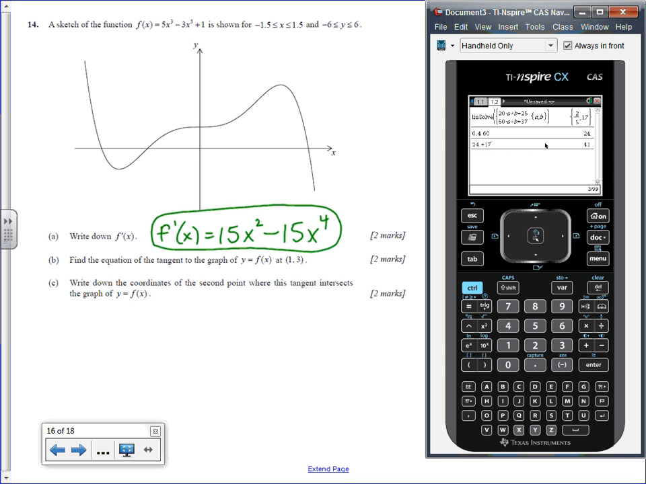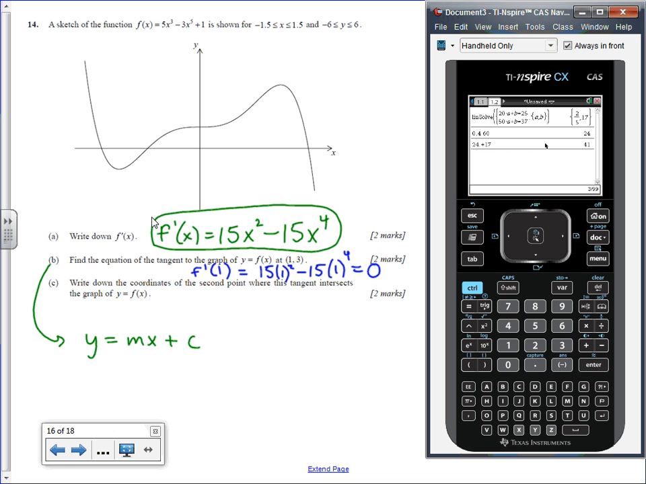Find the equation of the tangent to the graph at point (1, 3). So remembering for an equation of a tangent, you want to use y equals mx plus c. You need a point and a slope. A point we have, (1, 3). A slope we don't have yet, but we can use our derivative really quickly, plugging in 1 to find the slope of the curve, which would be the same as the slope of the tangent line, at that point. So when we plug in 1 into our derivative function, f prime of 1, it's going to be 15 multiplied by 1 squared minus 15 multiplied by 1 to the 4th, and 15 minus 15 is 0. So that's interesting. Our slope there is 0.